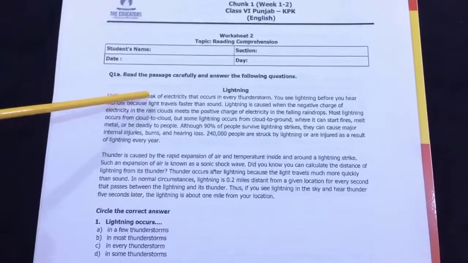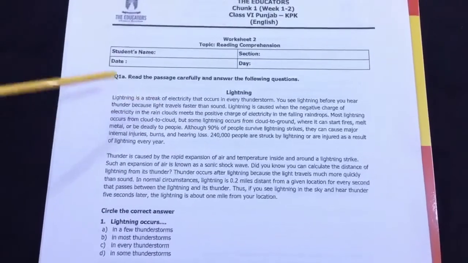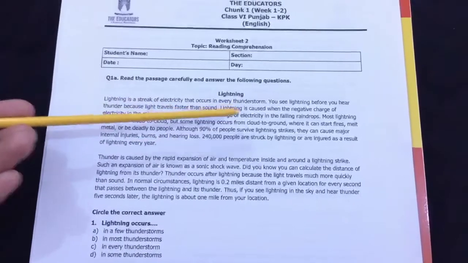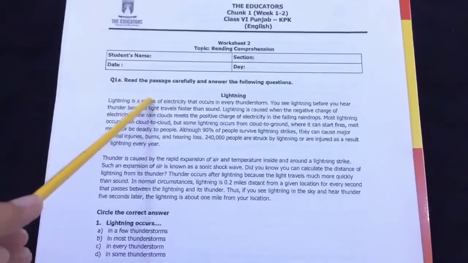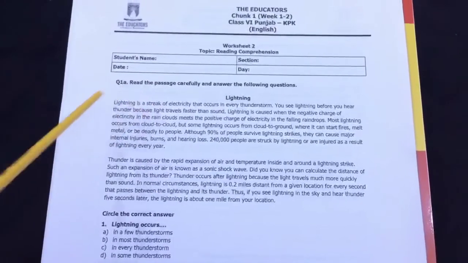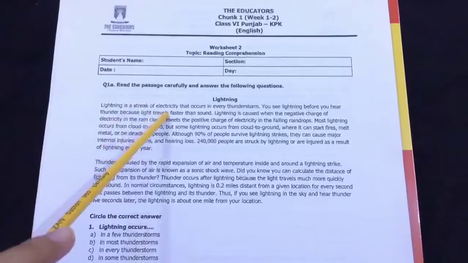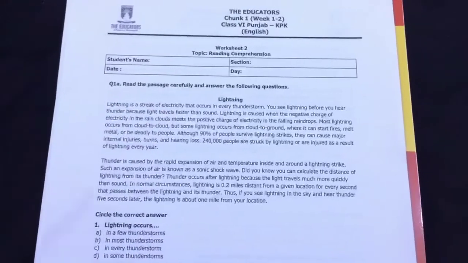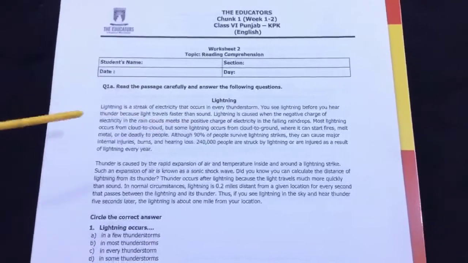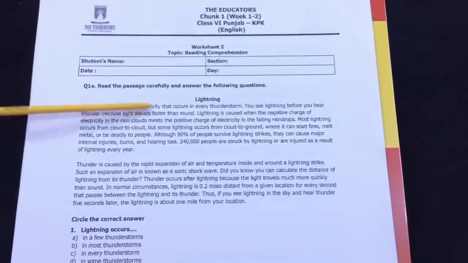Lightning is a streak. Streak means a line, right? Lightning is a streak of electricity that occurs in every thunderstorm. Now what is that streak? If you don't know the meaning of the word streak, you have to underline it and try to comprehend what it means in this paragraph or in this line. So streak means streak of electricity.